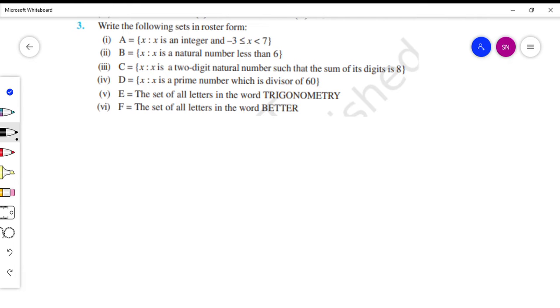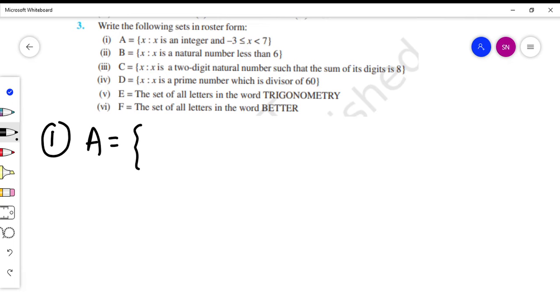So the first question is, set A is equal to set of all x such that x is an integer and the value of x is minus 3 less than or equal to x less than 7. Here the first one is already given in set builder form. I have to convert it into tabular form. How do I write my set? A set, everybody knows, will be represented in a capital letter. Elements inside the set will be represented in smaller letters separated by commas.